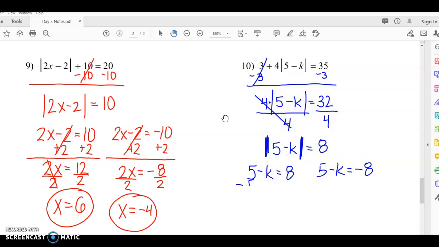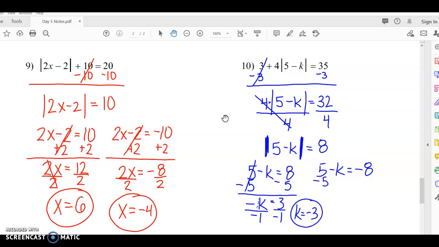So to get rid of plus 5, you would subtract 5. So you have negative k, that negative is still in front of k. 8 minus 5 is 3. Remember, that's a negative 1 in front of k, so I divide by negative 1 to get my first answer of negative 3.